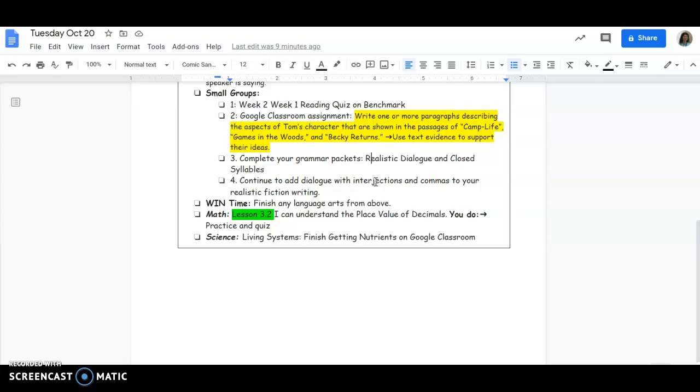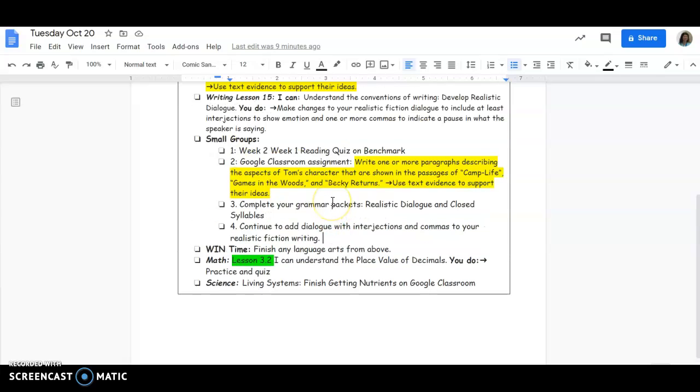So I have 4 stations this time because during WIN time I said just keep working on it. So you're going to continue to work on your language arts into the WIN time. So you'll work on your language arts all the way up until lunchtime. All right. So we'll make sure you get a break in there, your 5-minute break, and then you can start working on your thing. So take a 5-minute break after at least everybody's finished that reading quiz. Okay. So that's your small group.